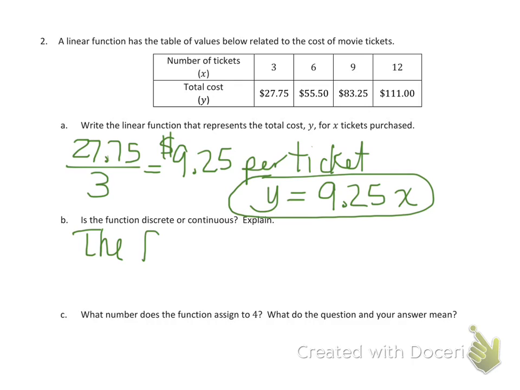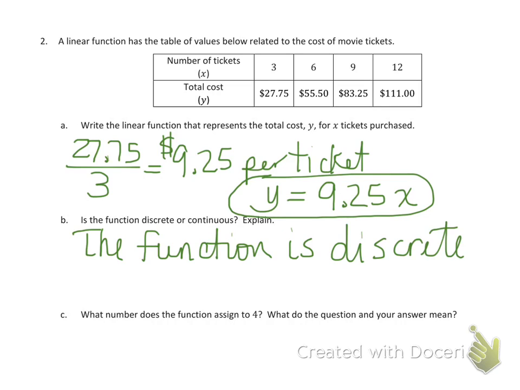So the function is discrete, right? Hopefully you saw that. You can't buy half a movie ticket. You can't buy a fraction of it. Therefore, the data are separate. They're integers. So the function is discrete. Okay, function is discrete. You can't have half a ticket.